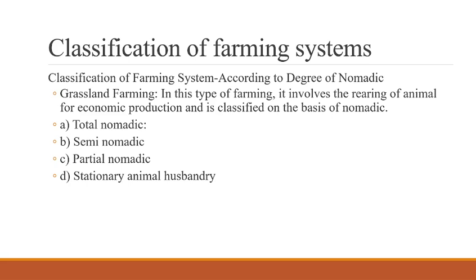So here there is total nomadic, whereby animals move freely every time. We have semi-nomadic, whereby animals have permanent residence and are supplemented with other food. We have also partial nomadic. Here animals have permanent residence and stay there for seasons and then later on move to another place. Lastly, we have stationary animal husbandry, whereby animals just stay in one village.